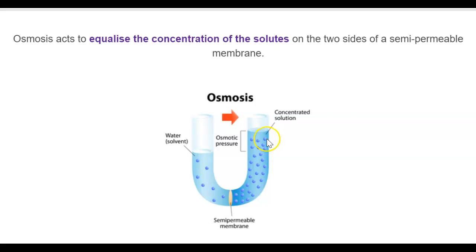If the right hand side is concentrated and the left hand side of the semi-permeable membrane is dilute, so you can see not very many sugar or salt particles, so the solute, versus the right hand side, the water is going to move by osmosis from the left hand side to the right hand side, and you can see that the level of the water has risen. Originally both levels of the water would have been equal.